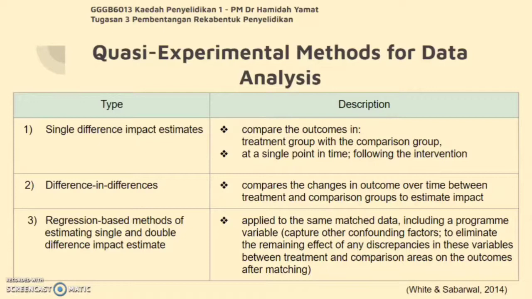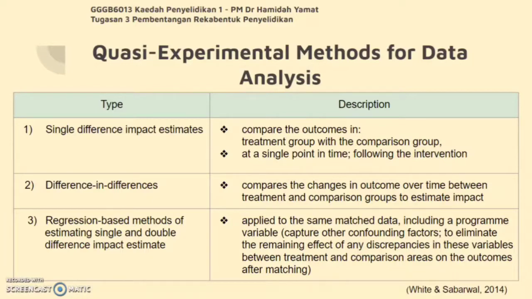The second one is the difference in differences, also known as the double difference or the DID, which compares the changes in outcome over time between treatment and comparison groups to estimate impact. DID gives a stronger impact estimate than single difference, which only compares the difference in outcomes between treatment and comparison groups following the intervention. This double difference estimate is also greater than the single difference estimate.